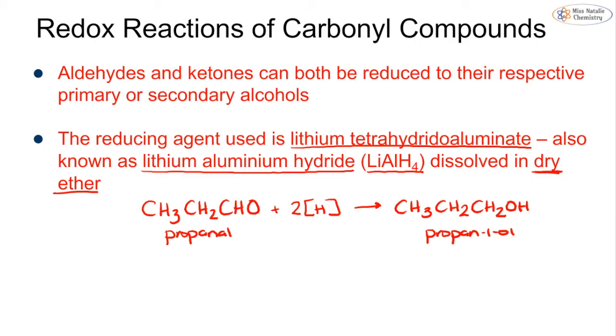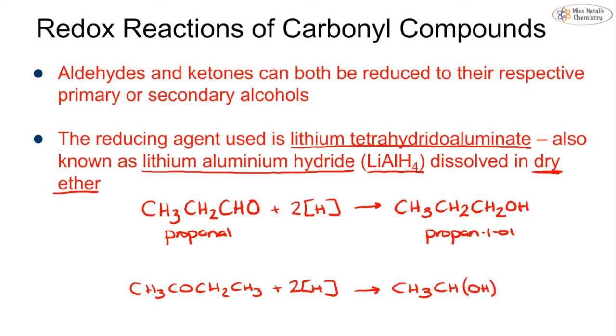If we were to take a ketone, for example, butanone, so we have CH3COCH2CH3, again, I require 2 moles of my reducing agent, and this time I'm going to go back to my secondary alcohol. So the OH in the brackets means it's a branch on that carbon. So this is going from butanone, this time to butan-2-ol, of course our secondary alcohol here.